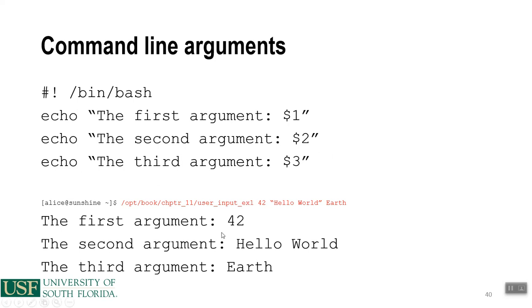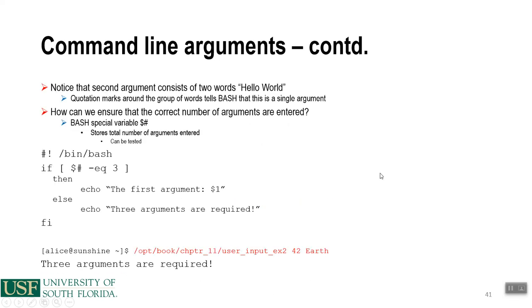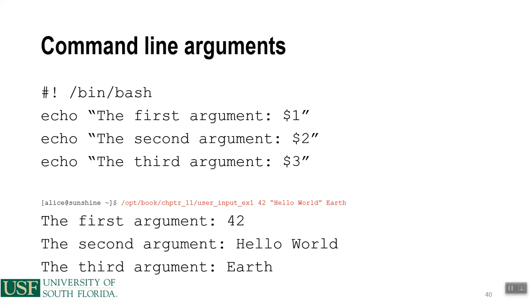So the first argument is going to be 42, because we put in 42 in the command line right here. The second argument is going to be hello world, because that's the second value we put in. The third argument is earth. We go ahead and put that here, and that will show itself in the output from this particular script. Notice that the second argument consists of 2 words, hello world. The quotation marks around the group of words tell Bash that this is a single argument. So you want to make sure that you are putting in the appropriate number of arguments into the script.